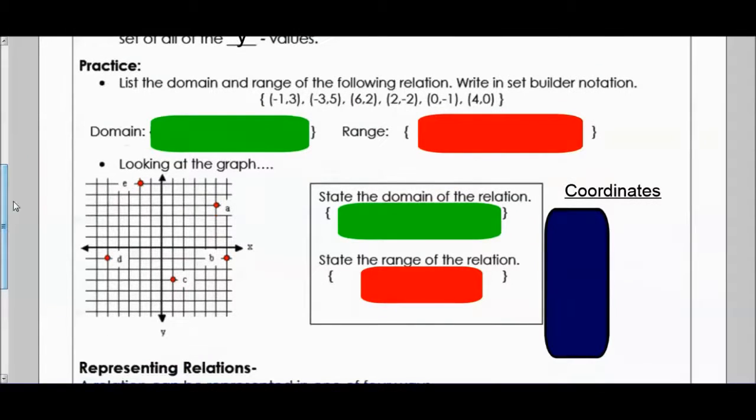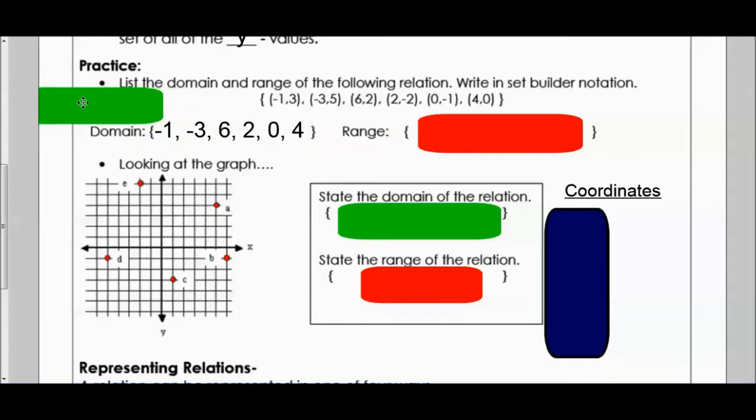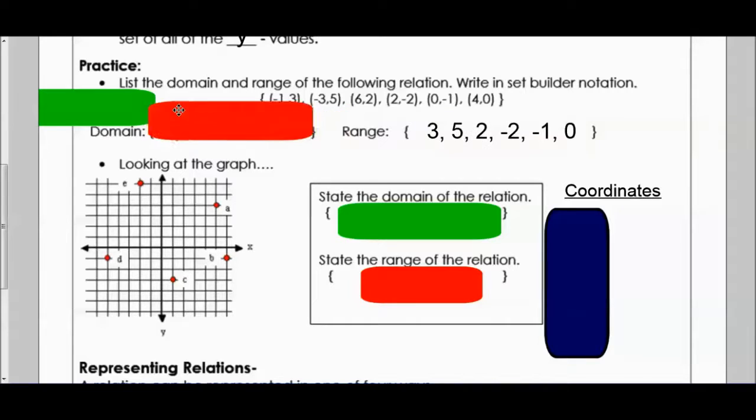So when we're listing out the domain from this random set of numbers, this relation, we're going to list out the domain as all of the x values. We're just going to pick out the x values from each of these coordinates: -1, -3, 6, 2, 0, and 4. It's all of the x values listed. You could list them in order if you want. You really don't have to. When we list the range, we're just listing out the y values. Again, you could list them in order. We're just listing out the second number from each of these pairs, just the y value.